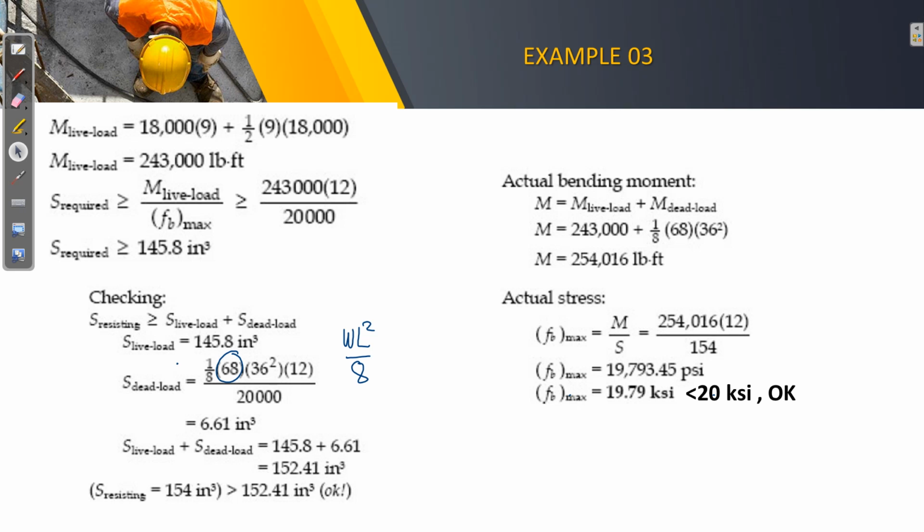We substitute the overall length and divide it by 8. So we need to multiply it by 12 to make it in inches, so as to be consistent with your allowable 20,000 pounds per inch. So from that we can derive 6.61 cubic inch, which will be added to section modulus of the live load. So we'll come up with 152.41 cubic inches.